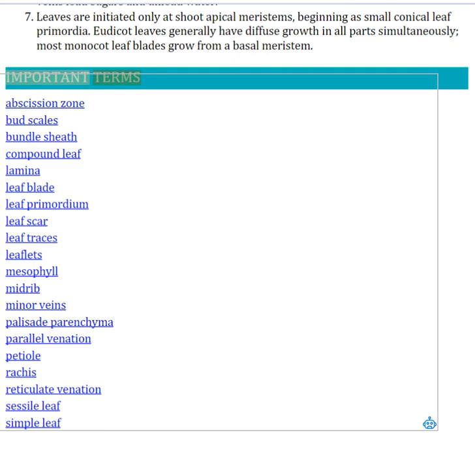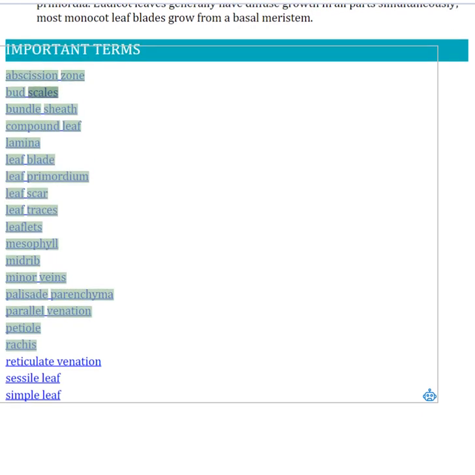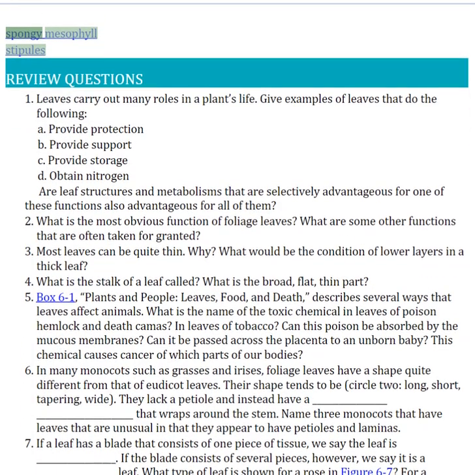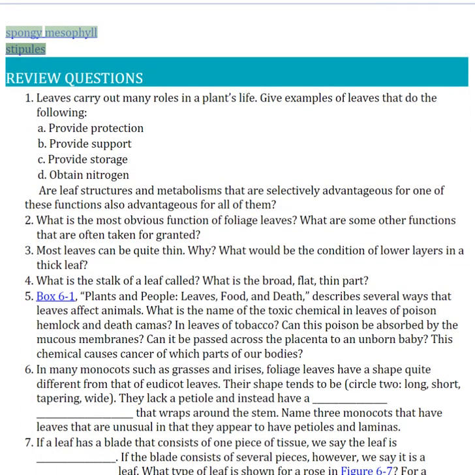Important terms. Abscission zone, bud scales, bundle sheath, compound leaf, lamina, leaf blade, leaf primordium, leaf scar, leaf traces, leaflets, mesophyll, midrib, minor veins, palisade parenchyma, parallel venation, petiole, rachis, reticulate venation, sessile leaf, simple leaf, spongy mesophyll, stipules. Review questions.